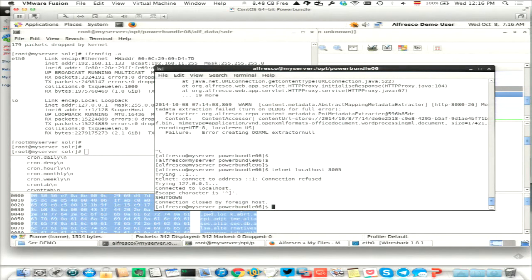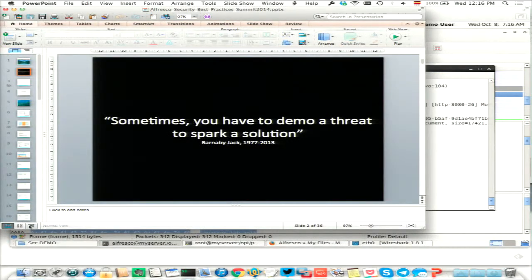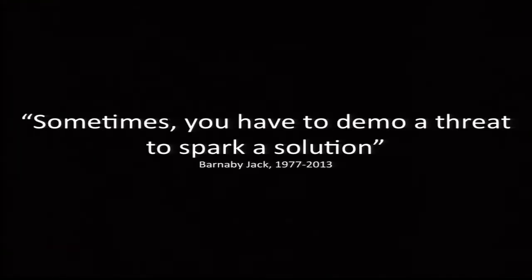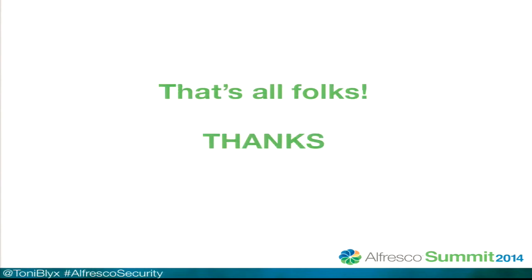So we have seen 4 different vulnerabilities and 4 different approaches of doing something against our Alfresco services. What I'm going to do now is to talk about how to control or manage all these problems. And how to solve all of this? Just upgrading. And that's all. Thank you.